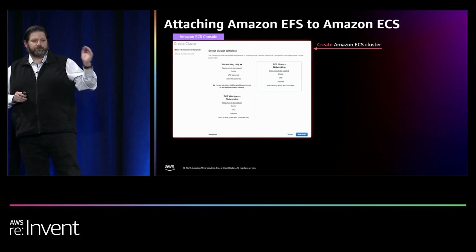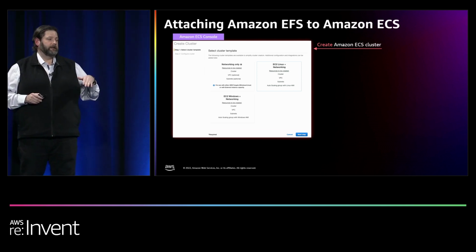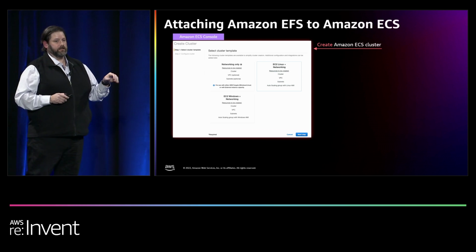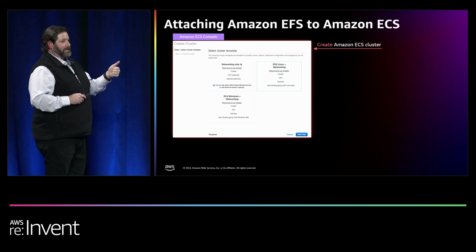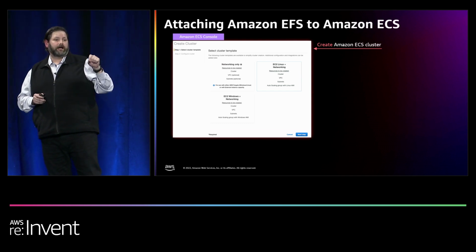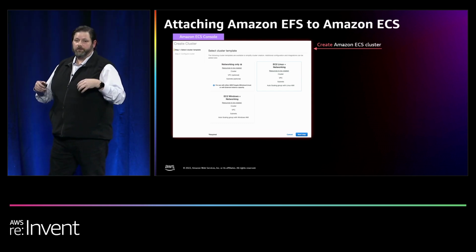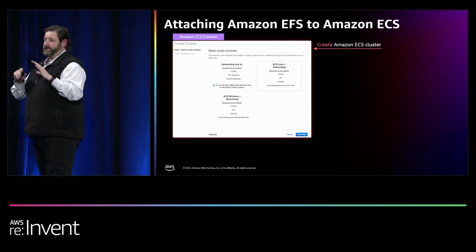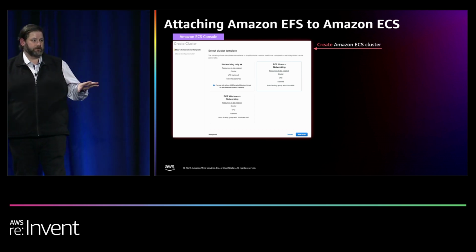On the ECS side, the first thing we're going to do is we're going to set up our cluster. And it doesn't matter what kind of cluster we set up. We can have this be backed by EC2 instances that we manage directly. We can have this be backed by Fargate instances that AWS is managing. They can be Linux, they can be Windows, doesn't matter.